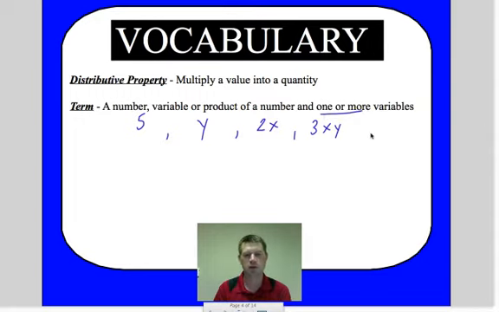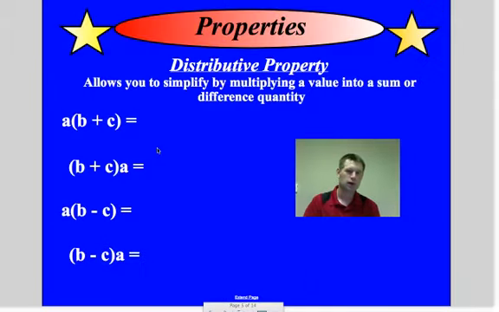They're going to be separated by addition or subtraction. So it's the product, so no division, no addition, no subtraction. Distributive property allows you to simplify by multiplying a value into the sum or difference quantity.